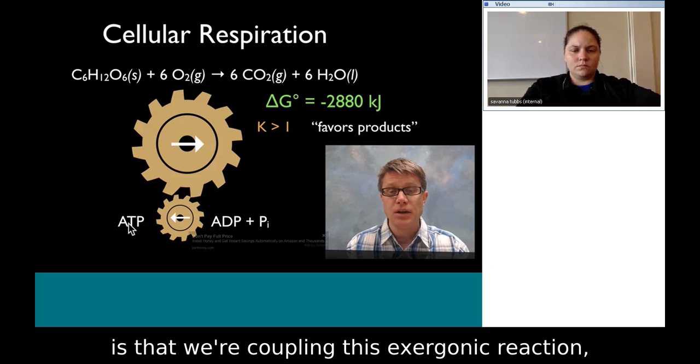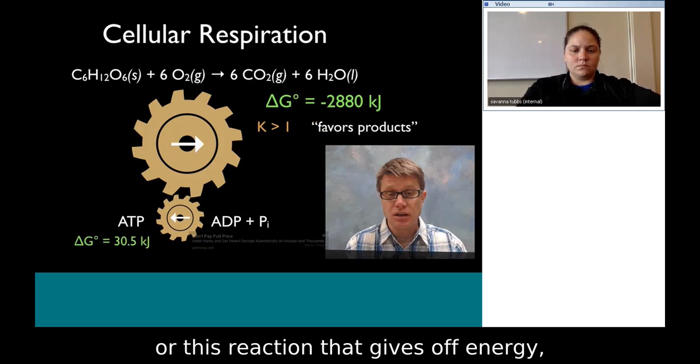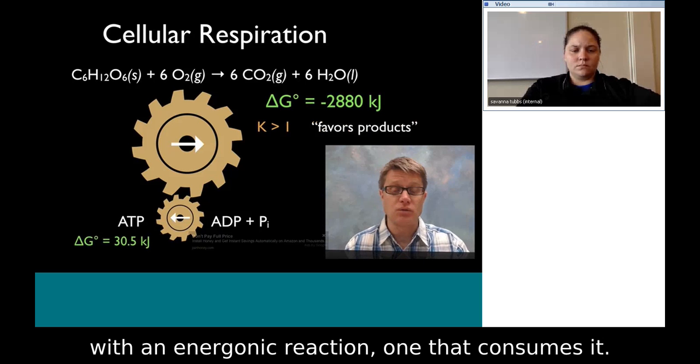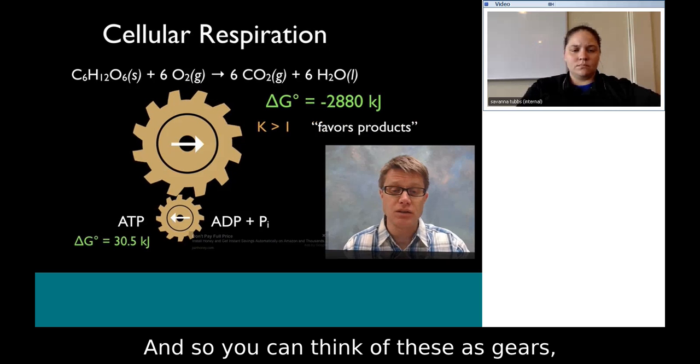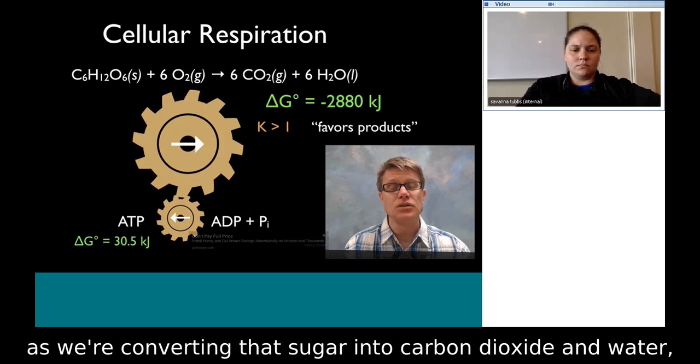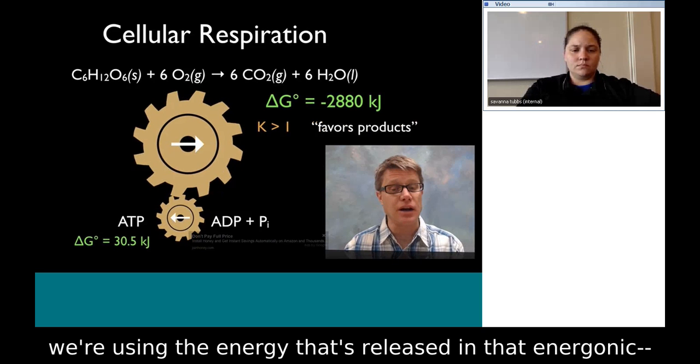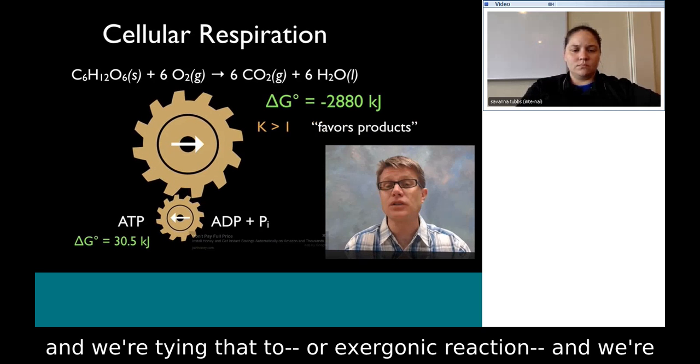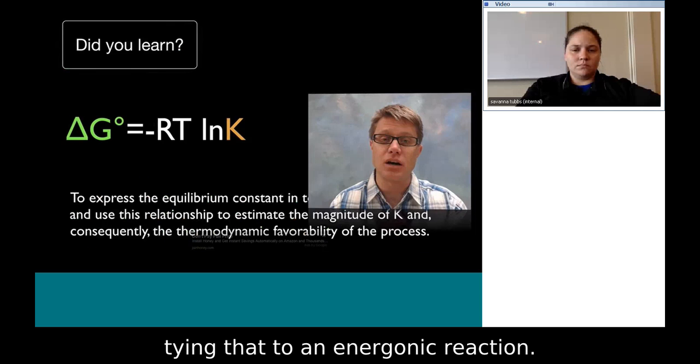And so what's going on inside our cells, more appropriately inside the mitochondria of our cells, is that we're coupling this exergonic reaction, or this reaction that gives off energy, with an endergonic reaction, one that consumes it. And so you could think of these as gears. As we're converting that sugar into carbon dioxide and water, we're using the energy that's released in that exergonic reaction, and we're tying it to an endergonic reaction.